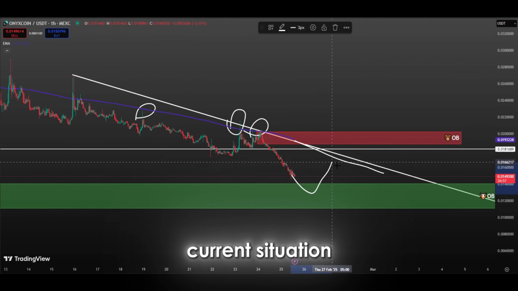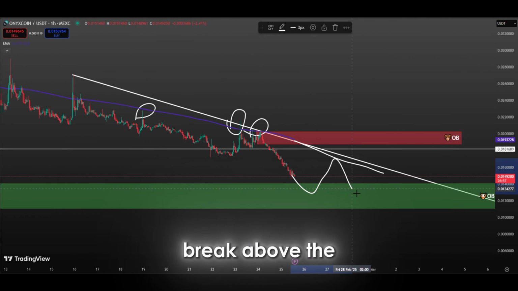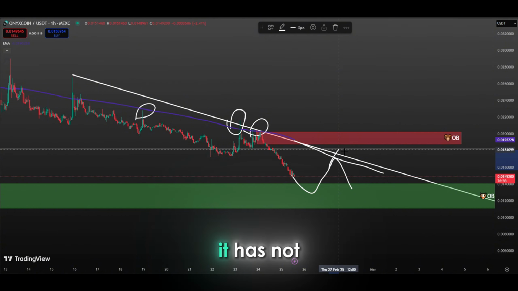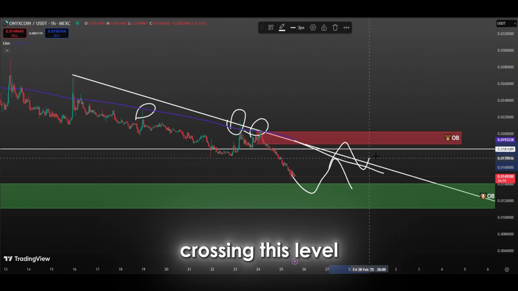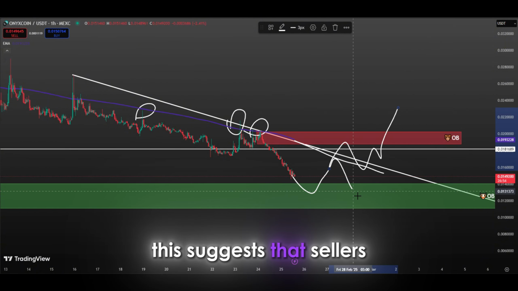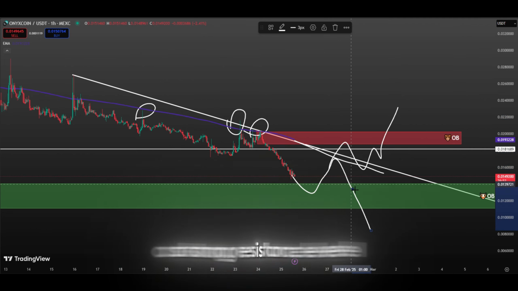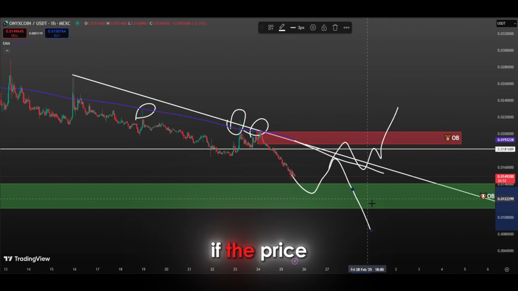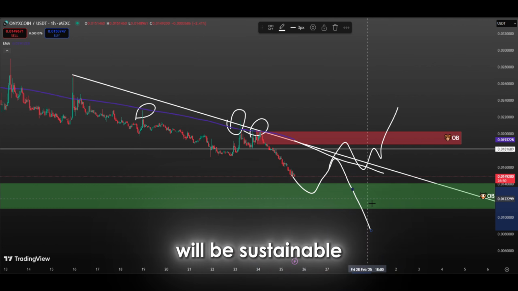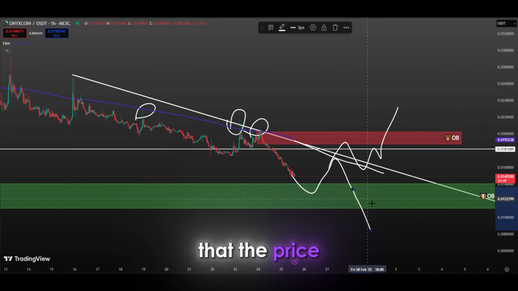However, in the current situation, although the price has tried to break above the 200 EMA, it has not been successful in crossing this level. This suggests that sellers are still active in the market, and the 200 EMA is working as a strong resistance level. If the price can climb and hold this level, it would be a strong signal that the uptrend will be sustainable. Breaking above the 200 EMA could signal that the price has the potential to make new highs and signal the market's return to the bull trend.